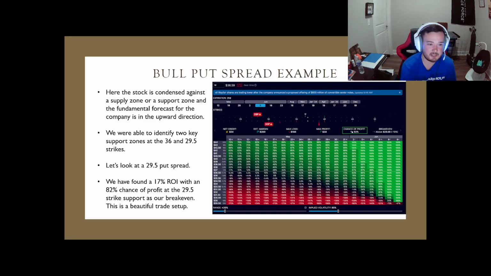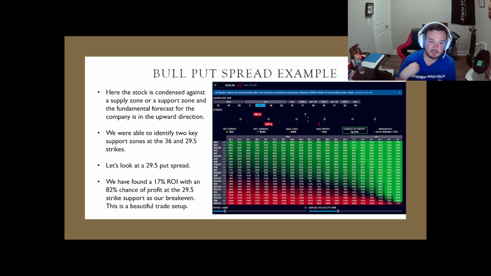The stock is condensed against the supply zone or support zone. The fundamental forecast for the company is in the upward direction. We were able to identify 2 key support zones at the 36 and the 29.5 strikes. We're looking at the 29.5 put spread here. That gives us 2 separate support lines to fall back on.